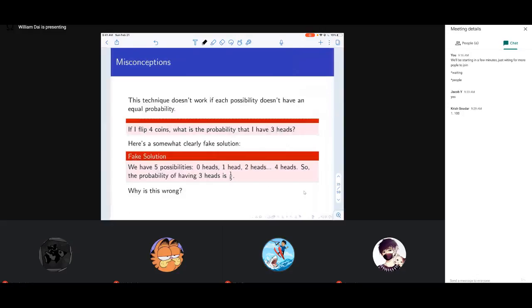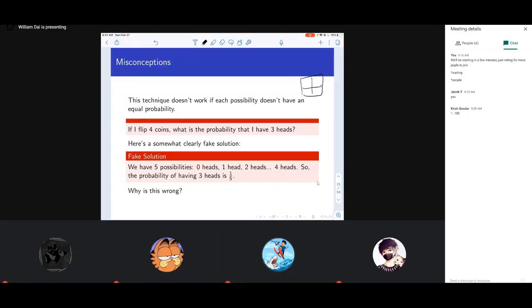And here's a kind of common misconception. It's not as obvious as this sometimes, but it actually happens quite often, even to experienced people.